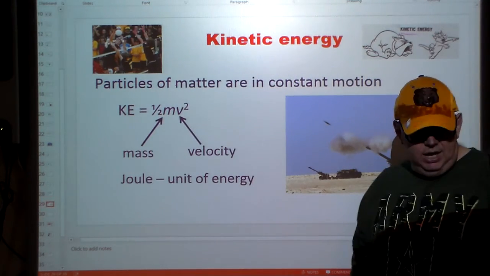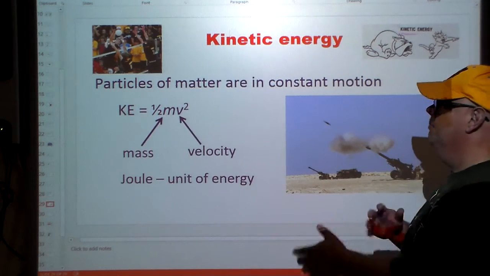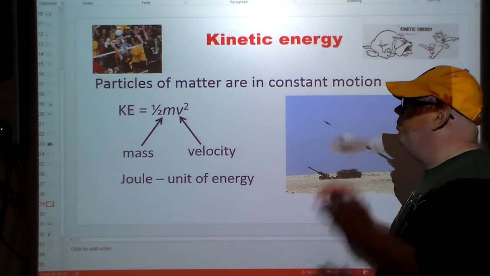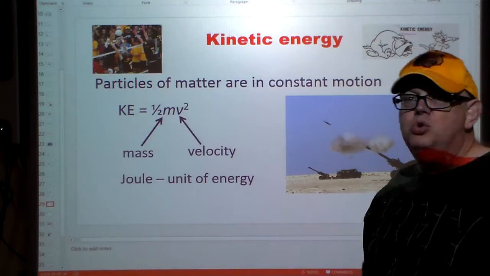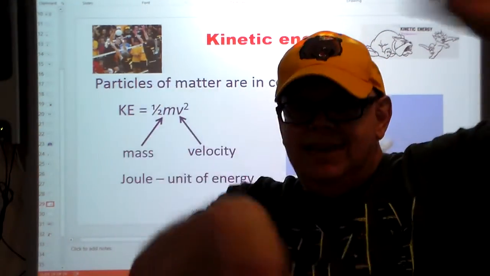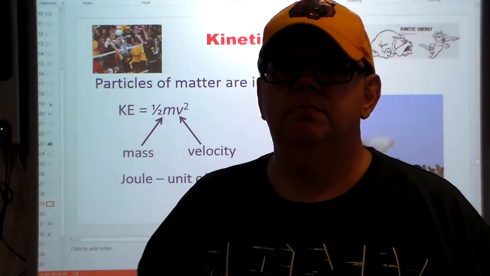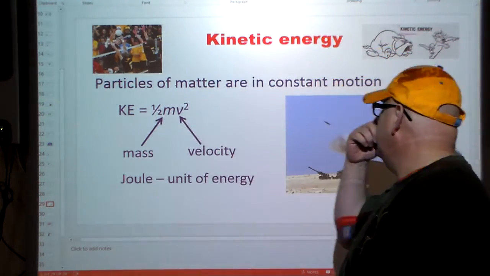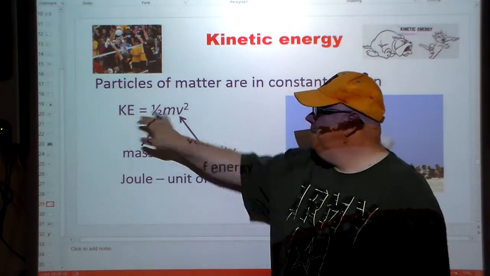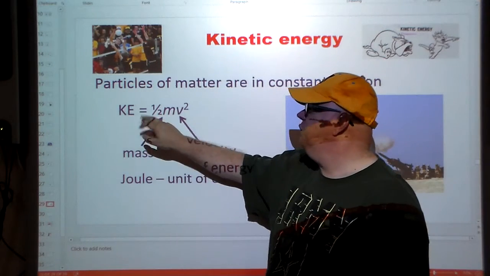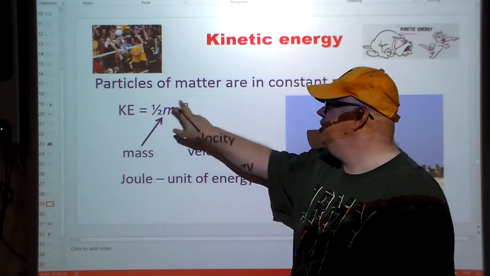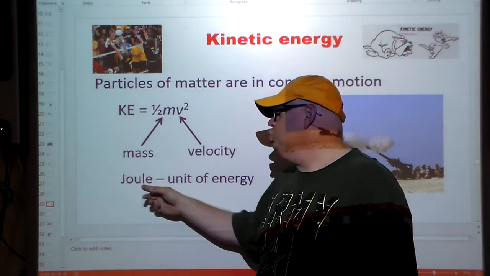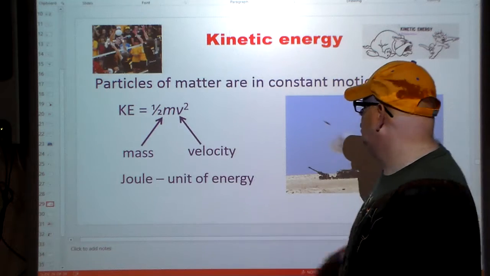Now, there's also kinetic energy. We looked at how particles can move around, okay? But there's kinetic energy. Particles of matter are in constant motion. Now, it could be lots and lots of motion or just barely moving, okay? But there's kinetic energy in here, where we have our basic formula. Kinetic energy equals 1/2 times the mass of the object times the velocity of the object squared. And that gets us in joules, which is the unit of energy.